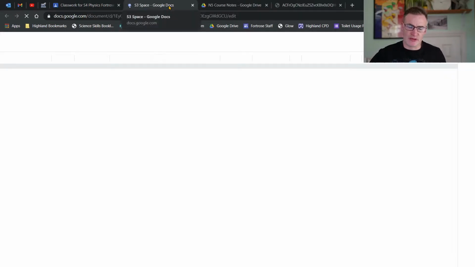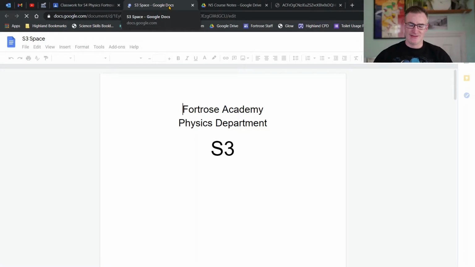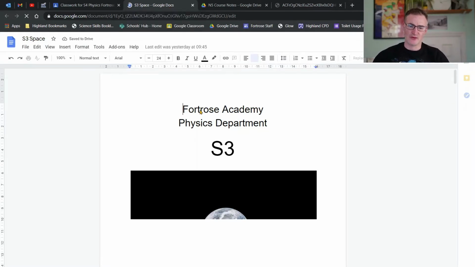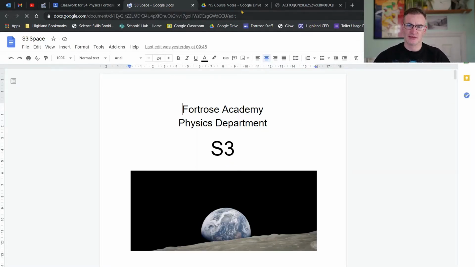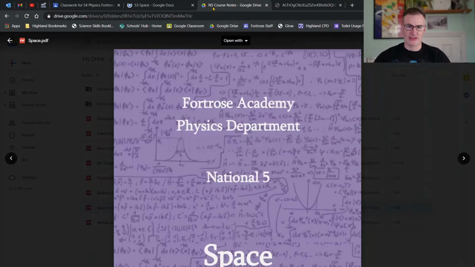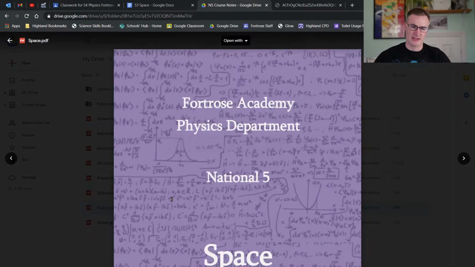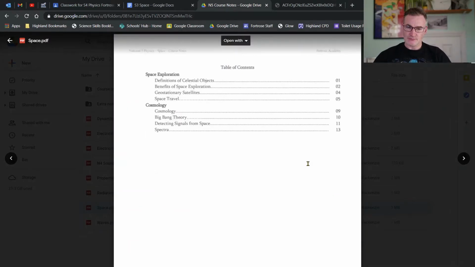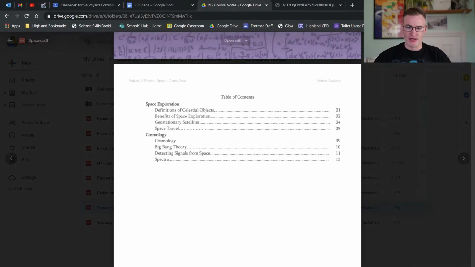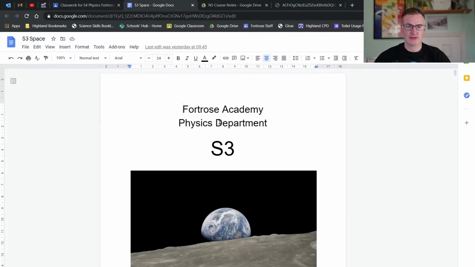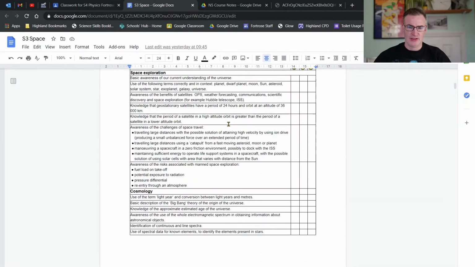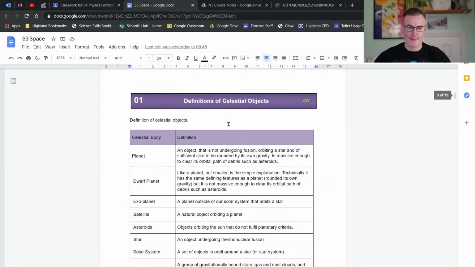Now, if we look at this booklet, what we'll see is that this was pretty much taken directly from the National 5 space booklet, which incidentally is in the course notes folder. So if you're looking in Classroom, National 5 Physics Resources, course notes, this is the same booklet that you should have a paper copy of. If we're comparing the two documents, they're going to be almost exactly the same, page for page the same.